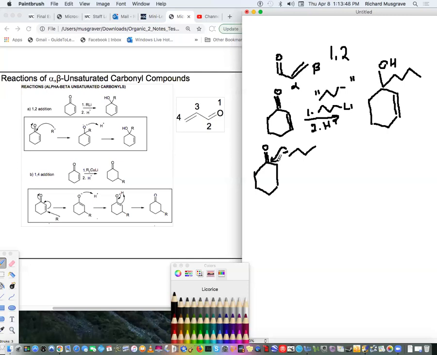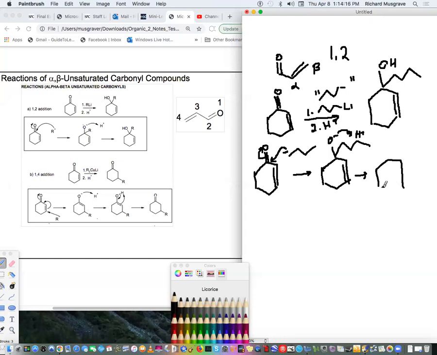So the negative charge will attack this carbon here because it is partially positive due to the fact it's next to the oxygen. Fairly simple mechanism. You've seen this before. It's very similar to a Grignard mechanism. And then the H plus adds on to the O minus. Okay, so we've all seen that kind of thing before.